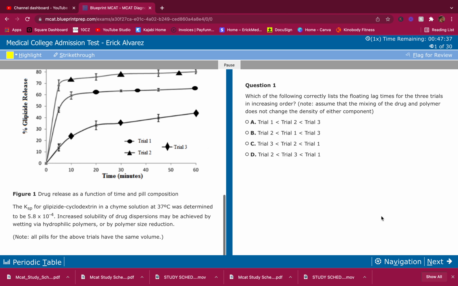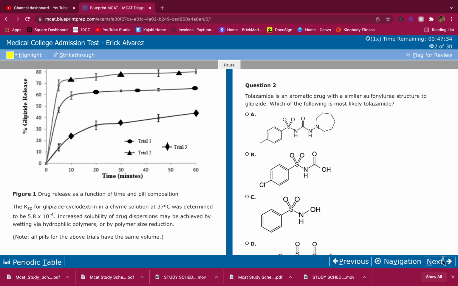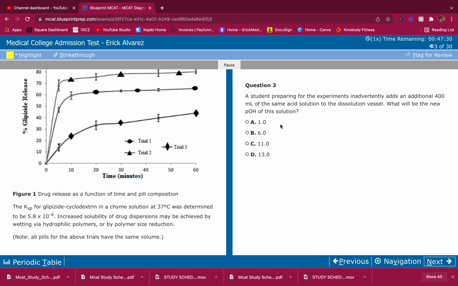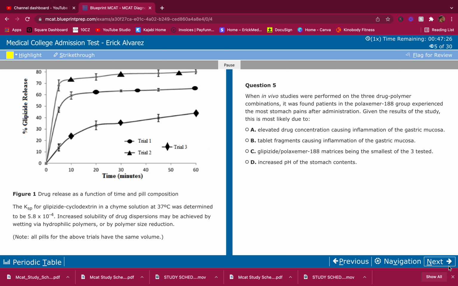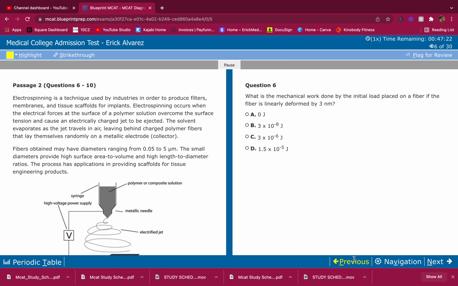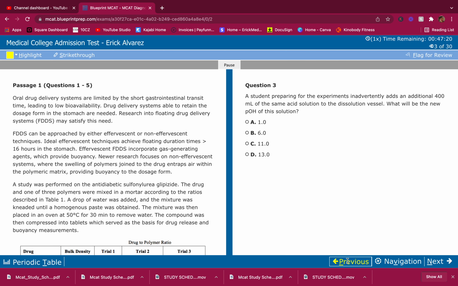Okay, this is question one. Question two. Make sure you write your answers on a piece of paper or something, and how you thought about it. Question three, question four, question five, and that is all. Five questions. Okay, cool.